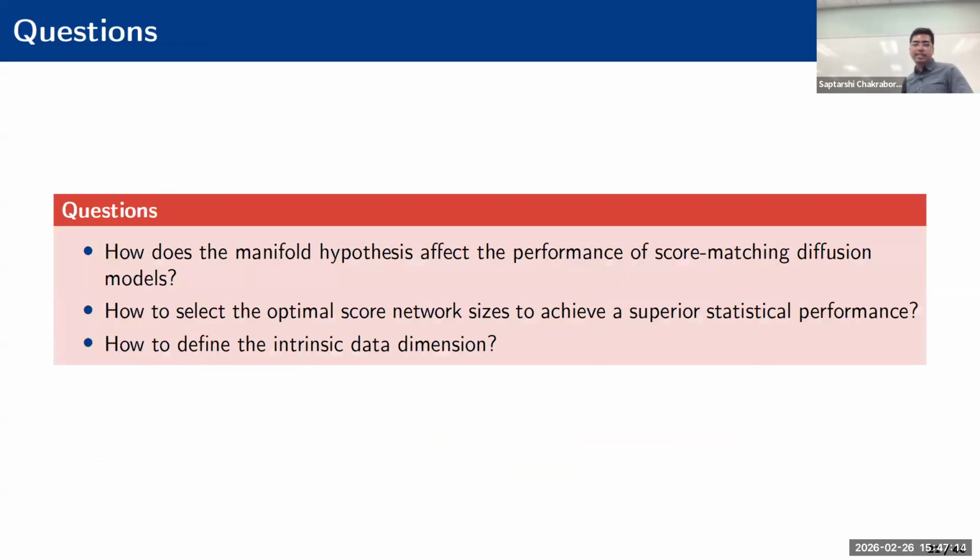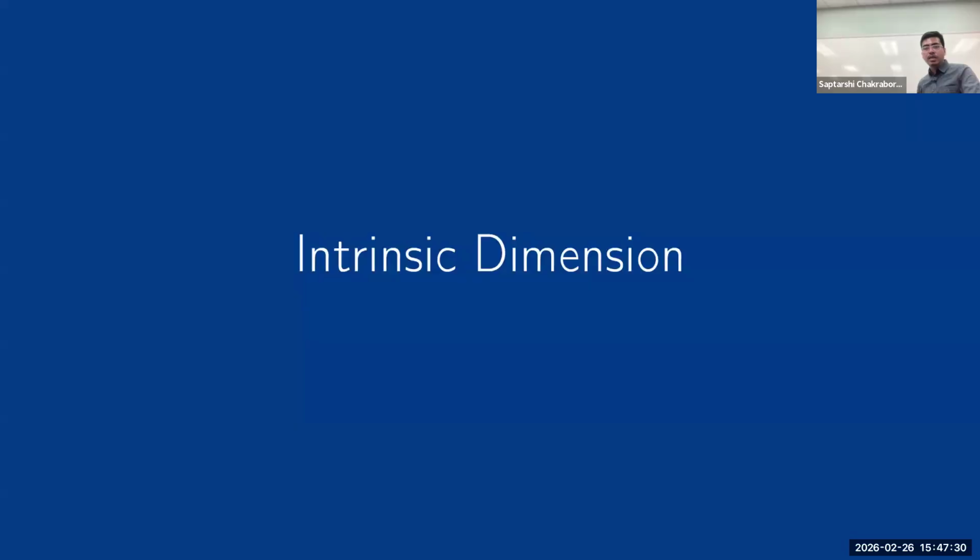So the question we ask is as follows. How does this manifold hypothesis affect our score matching diffusion models? How do we select the optimal score network class? And how do we actually characterize this intrinsic data dimension?